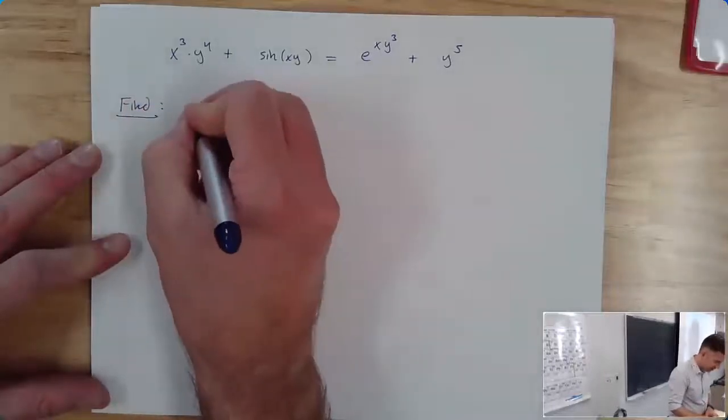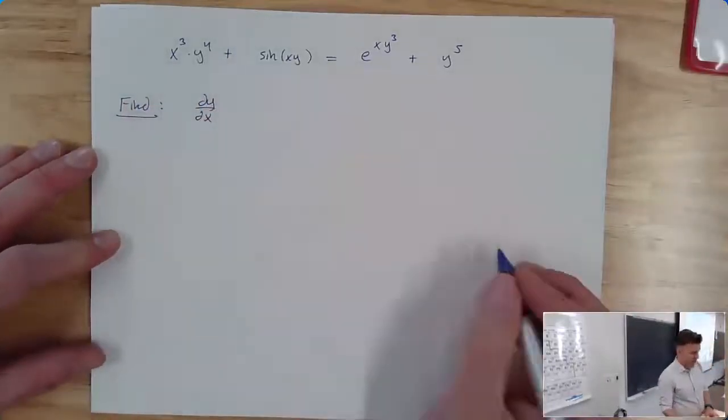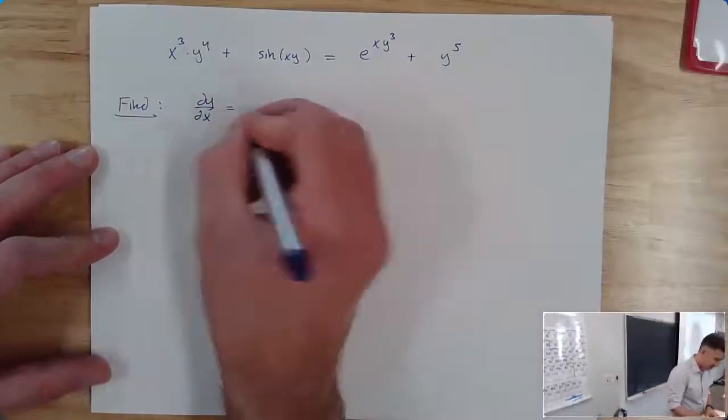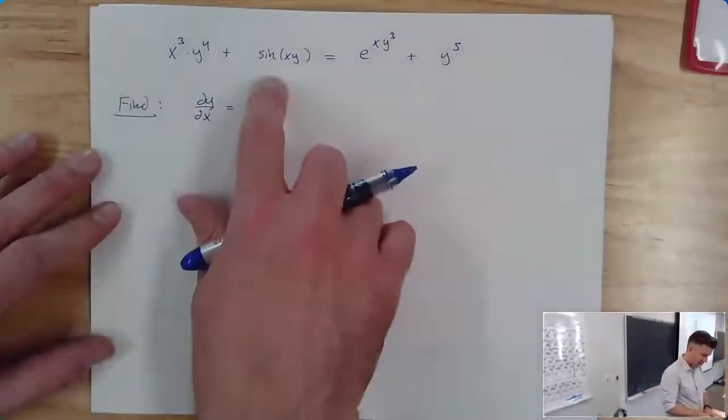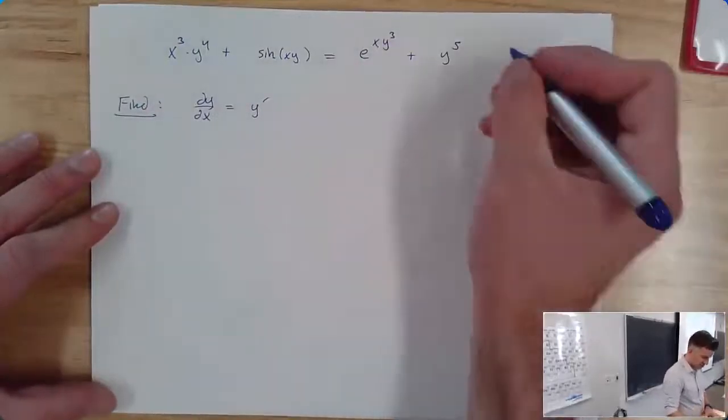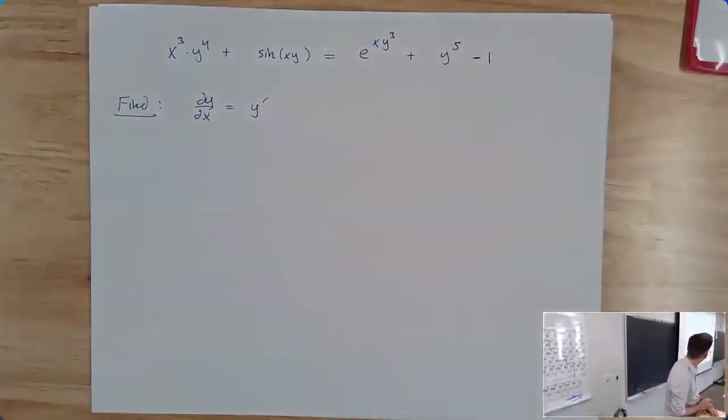So let's find the derivative. We want to find dy/dx, or as I would probably prefer to write, I want to find y prime. And let me just check one thing. Yeah, let's throw in a -1 here just for fun. Not really just for fun, but. Okay, so let's find the derivative.